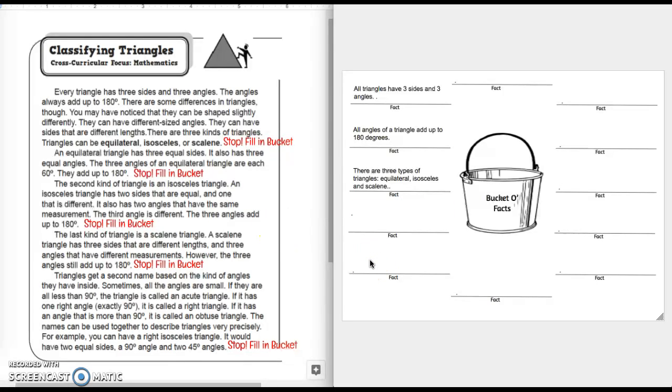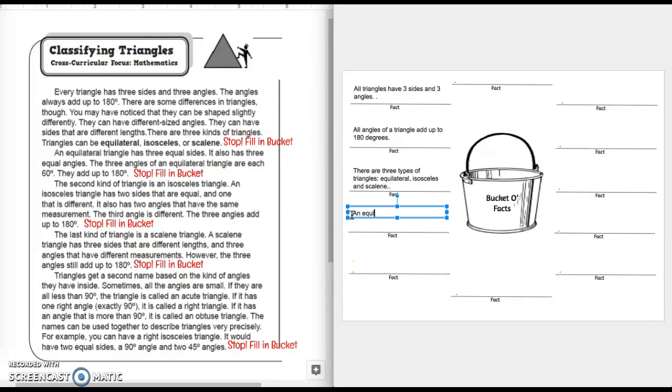Paragraph 2 states, an equilateral triangle has 3 equal sides. It also has 3 equal angles. The 3 angles of an equilateral triangle are each 60 degrees. They add up to 180 degrees. It says stop and fill in your bucket. So what did we learn in that paragraph? We learned that an equilateral triangle has 3 equal sides and 3 equal angles.